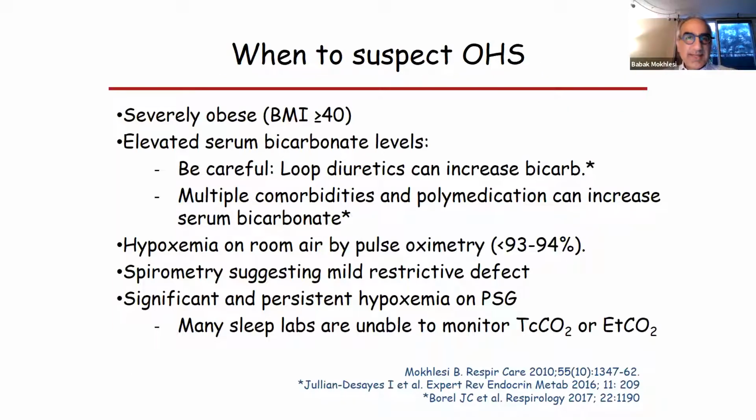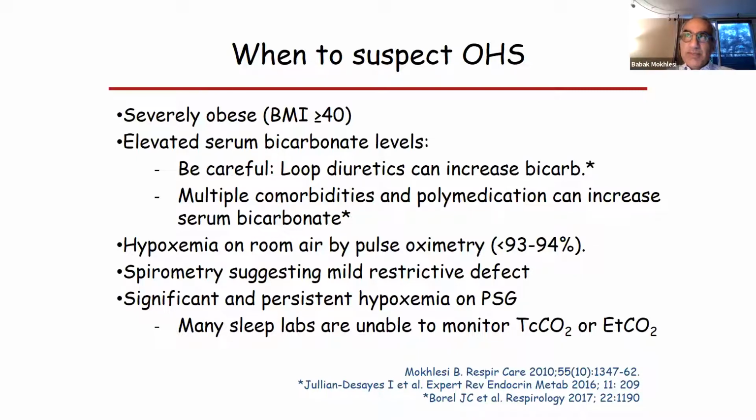So when to suspect it? Again, as the BMI goes higher, I think the suspicion should go higher. Serum bicarb, and I'll show you some of the data that we published on this, could be helpful, but you have to be cautious because of polypharmacy, some medications can make the bicarb go up. Importantly, loop diuretics, as we talked about earlier.